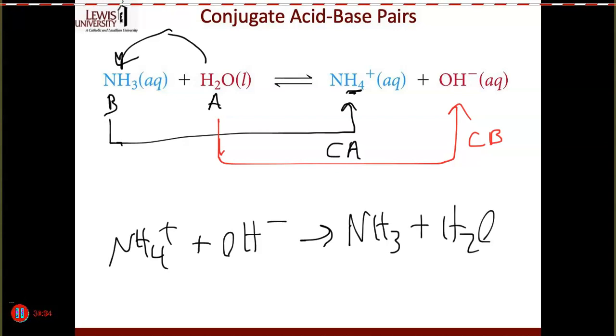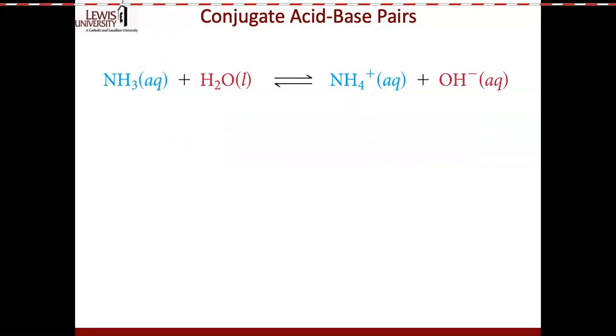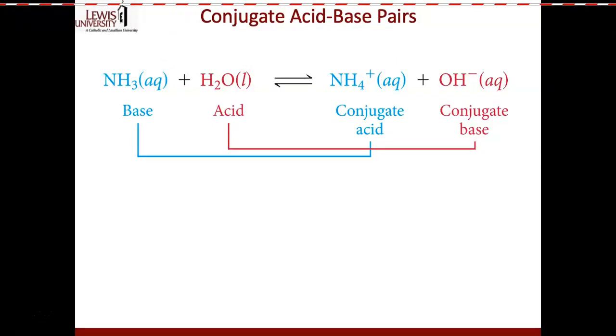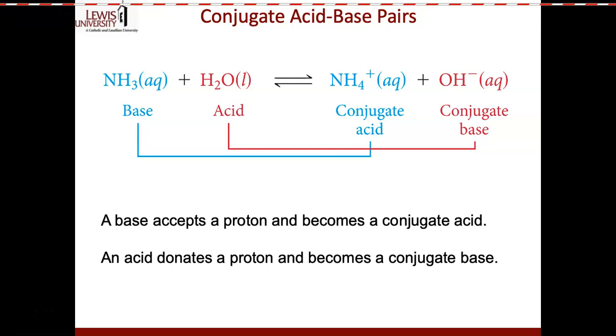So what's got to happen there? Well, the proton has to go from here to here. That makes NH4 plus the acid and OH minus the base in the reverse reaction. So I can identify these pairs, and I can say, oh, ammonia and ammonium are conjugate pairs. NH3 is the base, NH4 plus is the conjugate acid. Water and OH minus are also conjugate pairs. Water is acting as the acid, and OH minus is acting as the conjugate base. All right.